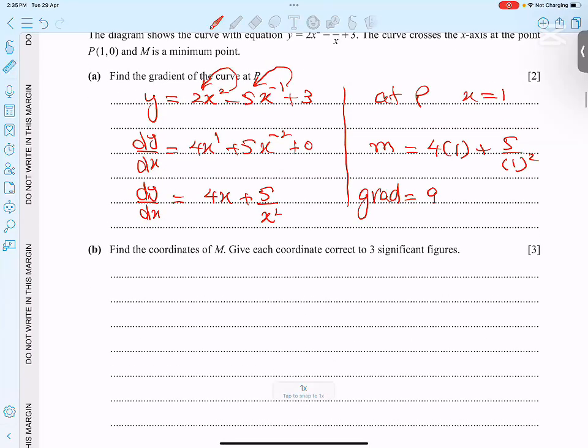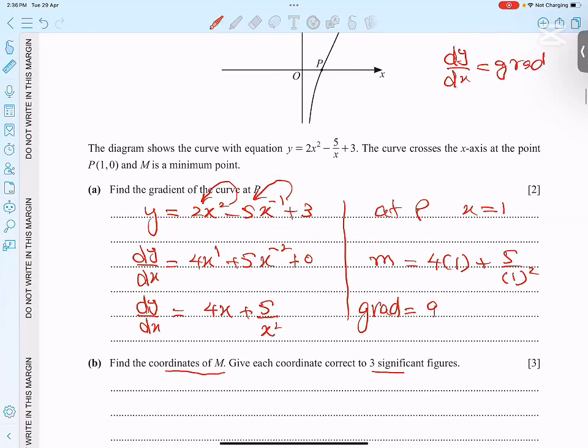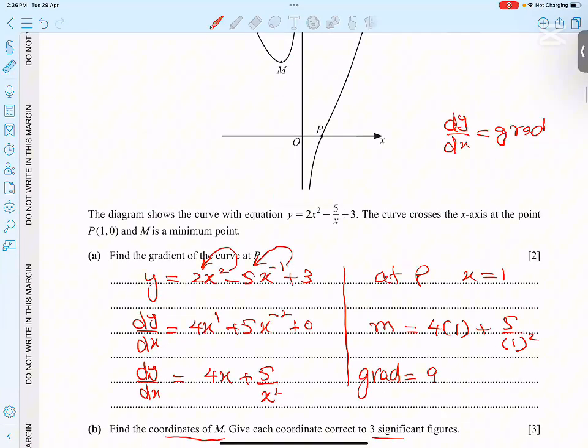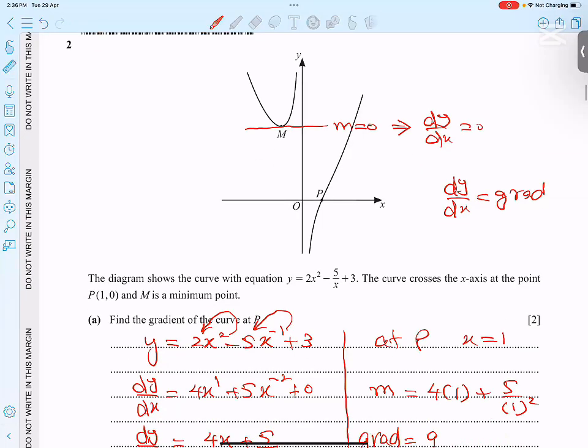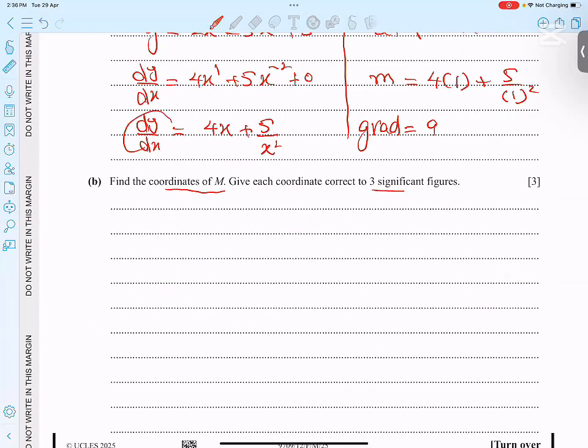Second part, he is asking the coordinates of M. So M is what? The point of minima. And you know, when I draw a tangent at the point of minima, the line is parallel to the x-axis. It has a 0 gradient, or I can say it has a 0 derivative. So it means I will take this equation and plug in 0 here. So I can say 0 equals 4x plus 5 over x to the power 2.